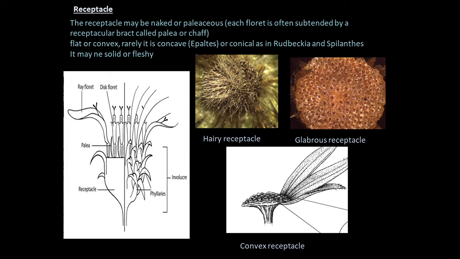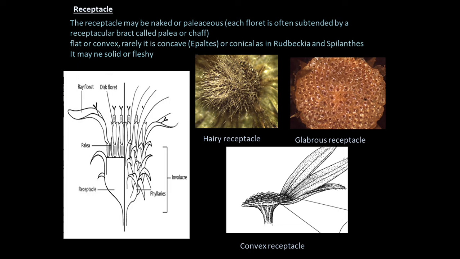Next is about its receptacle characters. The receptacle may be naked or paleaceous. What is palea? Each floret is often subtended by a receptacular bract called palea or chaff. If the capitulum contains a palea, the receptacle is called paleaceous. If palea is absent, then it is called naked. The receptacle may be flat or convex. Rarely it is concave as in Eclipta or conical as in Rudbeckia and Spilanthes.